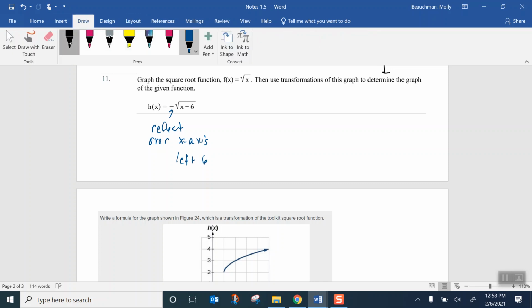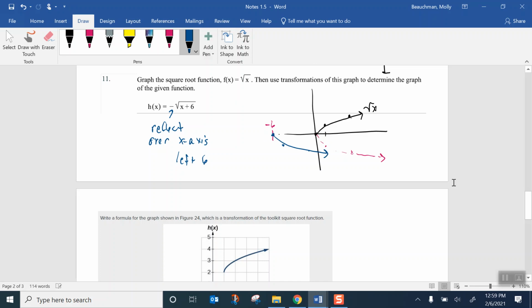So we're taking the original graph of the square root of x, with points (0, 0), (1, 1), (4, 2). We're going to reflect it over the x-axis. That's the first step, and then move it to the left 6. So when you move the entire graph to the left 6 and then recreate it, that's our new graph.